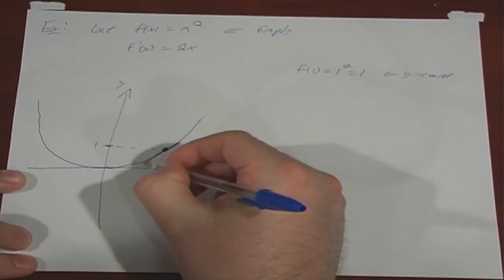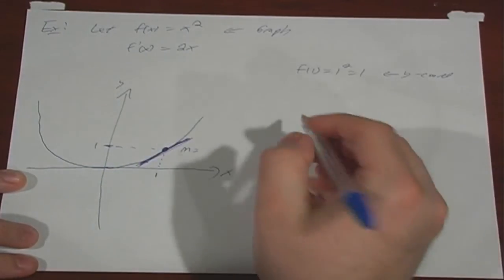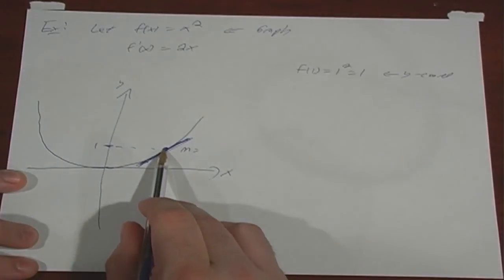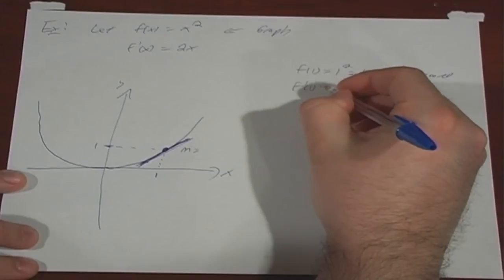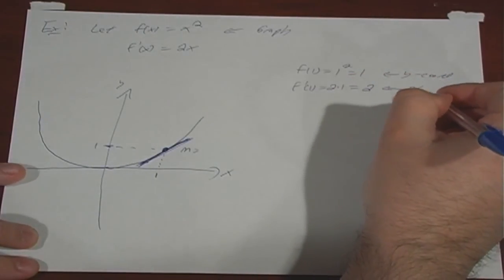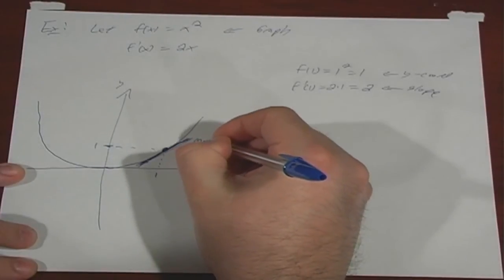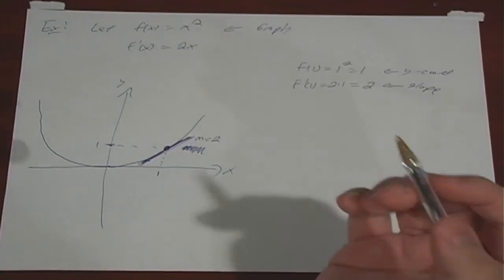So if I drew a tangent line, let me just draw a little one. The slope of this would be, how do I figure it out? Plug in 1 to this function. F prime of 1 will be the slope, and it's 2 times 1, so it's 2. So the slope of that tangent line is 2. Okay, let's just go ahead and pick one more point here.